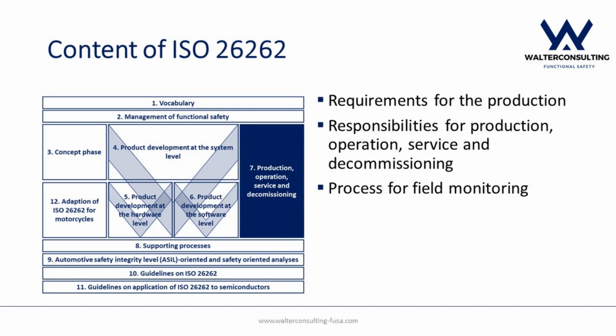Chapter 7 is production, operation, service, and decommissioning. For the production phase, requirements provided by the development teams have to be considered to avoid a violation of safety goals. And it is also relevant to define responsibilities for all phases after the development phase. A field monitoring needs to be considered, and a change management needs to be implemented. What is the change management process in case a safety issue is detected in the field?